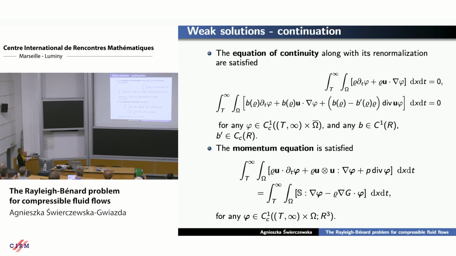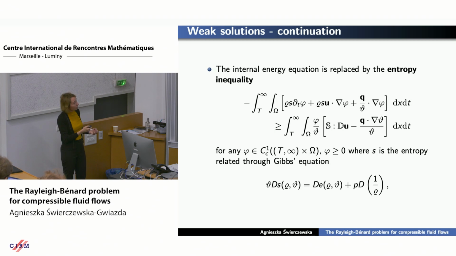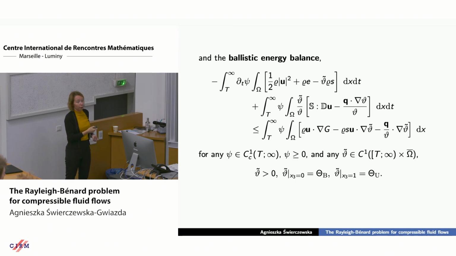Okay, so the regularity of solutions, I will not concentrate on this. I will leave it to Nielasis. And of course, the continuity equation together with its renormalization property, which is very much needed for estimates on the density later and for the compactness of the density. Momentum equation, okay, this we expect. As for the entropy inequality, that's what we are used to also in case of compressible fluids. Here this quantity S is an entropy which is related through the Gibbs equation, and this ballistic energy balance. So what you see here is the ballistic energy.